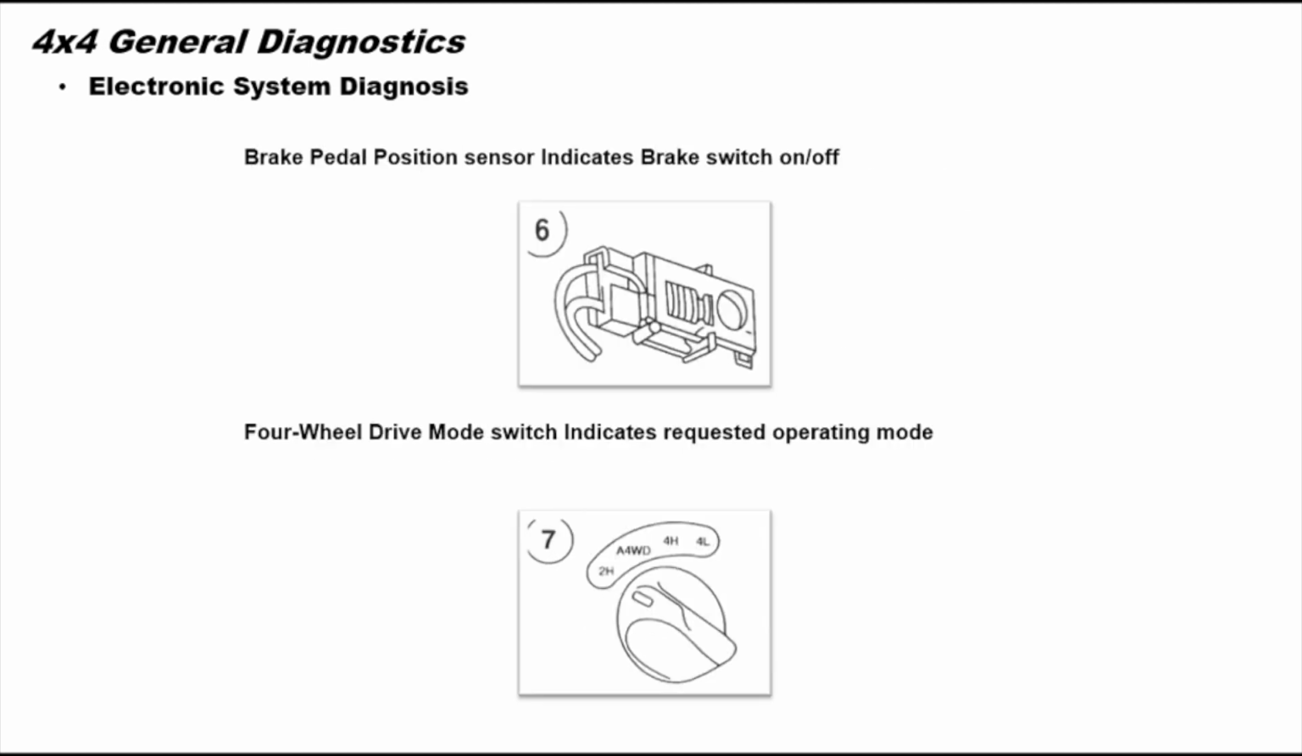The brake pedal position sensor is used on some applications as an input to the transfer case control module or the GEM module. The transfer case control module or the GEM module uses this input to allow engagement and disengagement of the low position. The brake position switch is located on the brake pedal bracket.